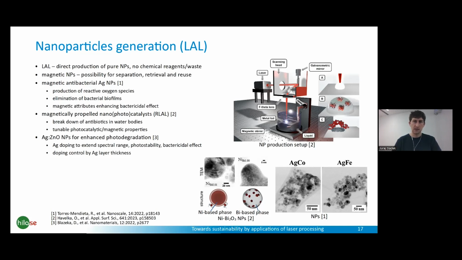An interesting application is fabrication of magnetic nanoparticles. Typically, when nanoparticles are made, they are released into the environment, which is not very environmentally friendly. These magnetic nanoparticles, with iron or nickel, can be separated from the liquids and can be reused.